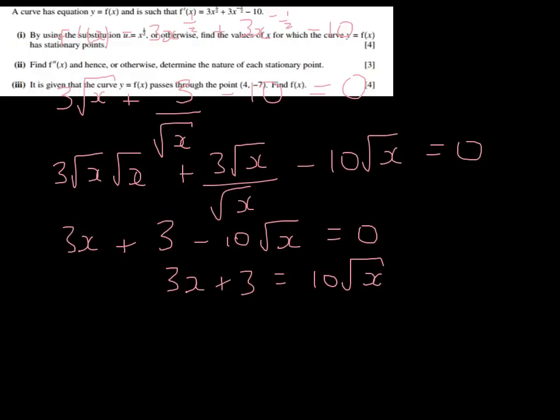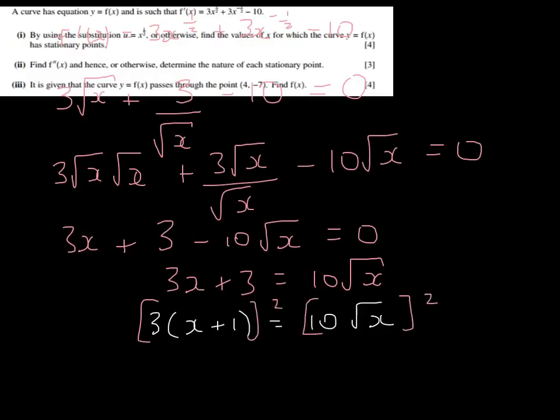Okay, before I square things, I'm actually going to just factorize that to make it a little bit easier. Okay, so if I square both sides like this, what I end up with is 9 times (x plus 1) squared, and I end up over on the side with 10 times 10, which is 100, and root x times root x, which is x, like that.